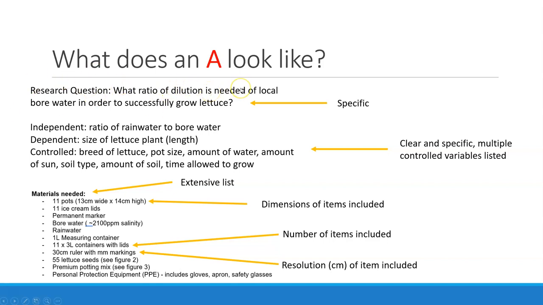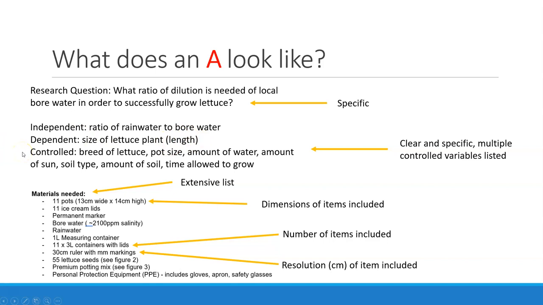You could write this as a hypothesis: if the dilution of bore water were to increase, then the amount of growth seen in lettuces would increase. Okay? If-then statement. So in terms of the independent variable, it's the ratio of rainwater to bore water. Okay, that's what we're changing. The dependent is the size of the lettuce plant. Okay, and the student actually measured the length.